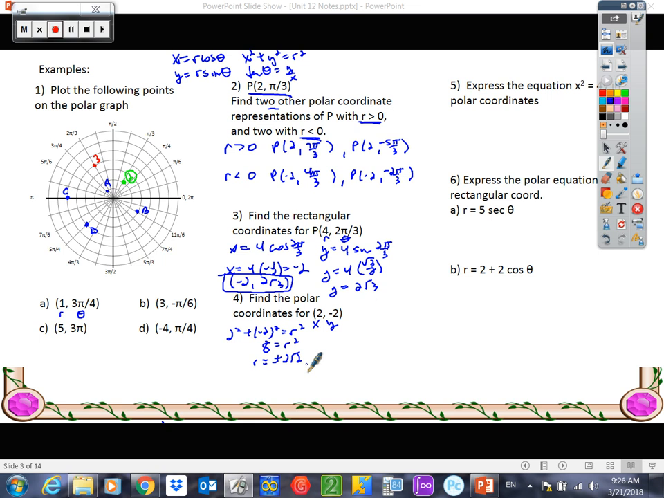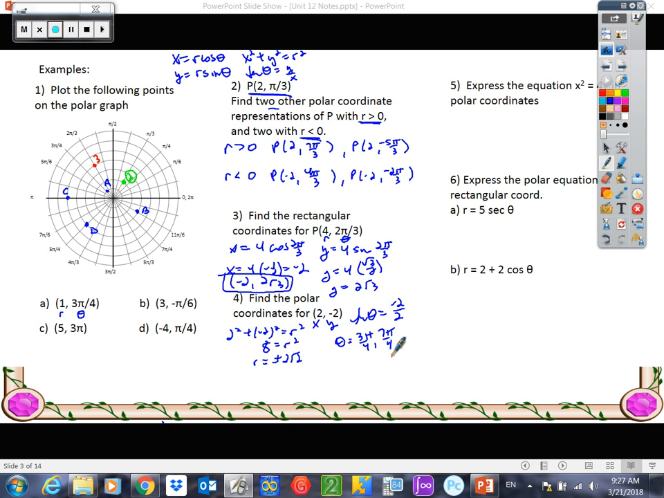So tangent theta equals y, which is negative 2, over x, which is 2. So we need to think about all the locations where tangent is negative 1. Where is tangent negative 1? 3 pi over 4, right? So theta could be 3 pi over 4. It could be 7 pi over 4. I mean, we got lots of options, right?